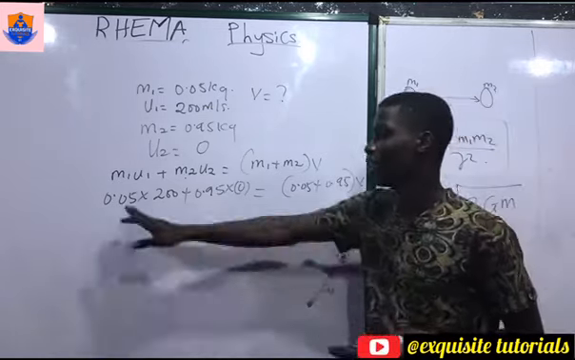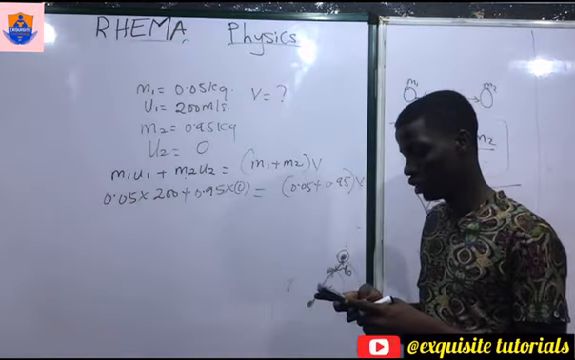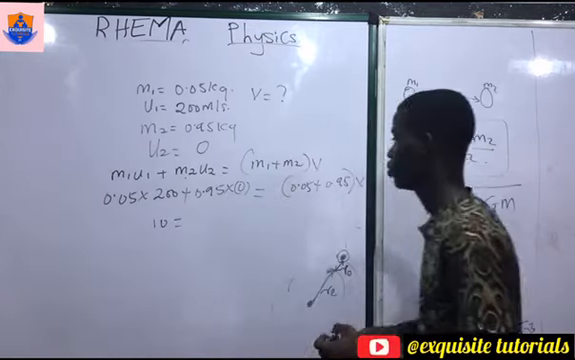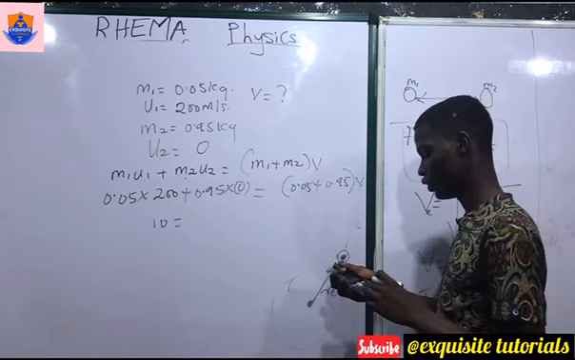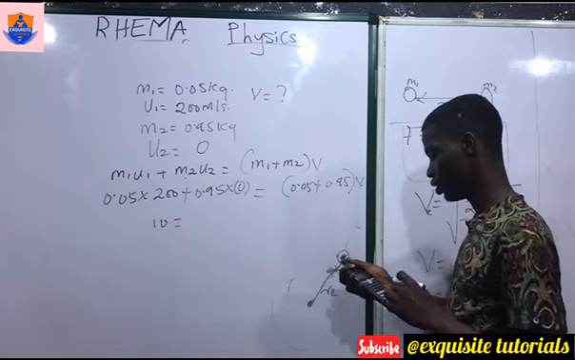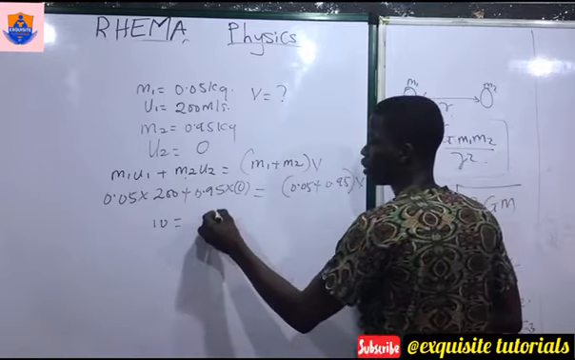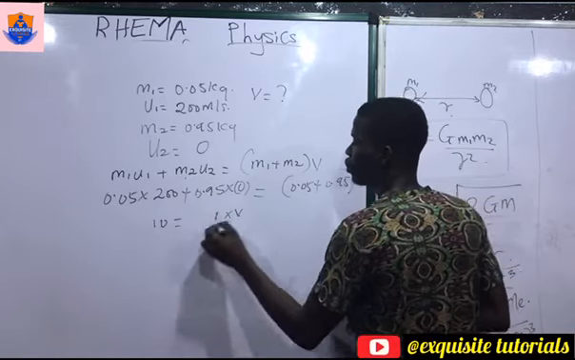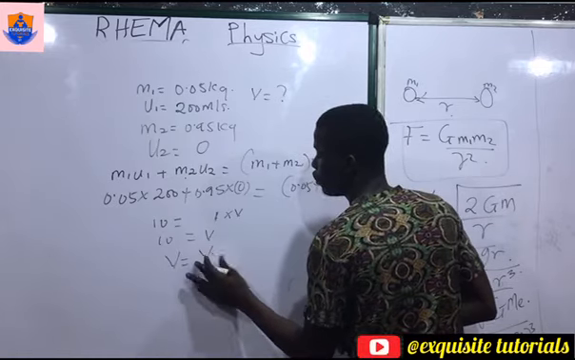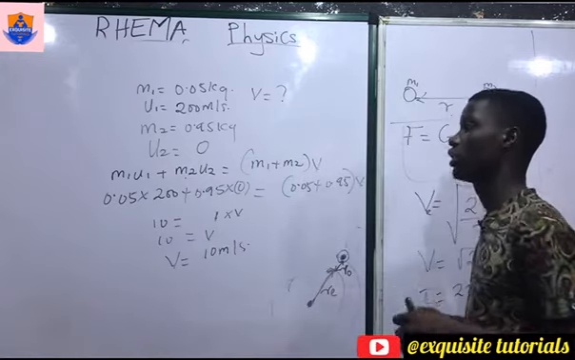So now let's multiply. This one definitely will give us 0. Then 200 times 0.05 gives me 10 at the end. So my 10 is equal to 0.05 plus 0.95. If you add these two, it will give you 1. 1 times v will give us v. Therefore, our final velocity, or their common velocity, is equal to 10. So that is how you solve a question when it has to do with collision.